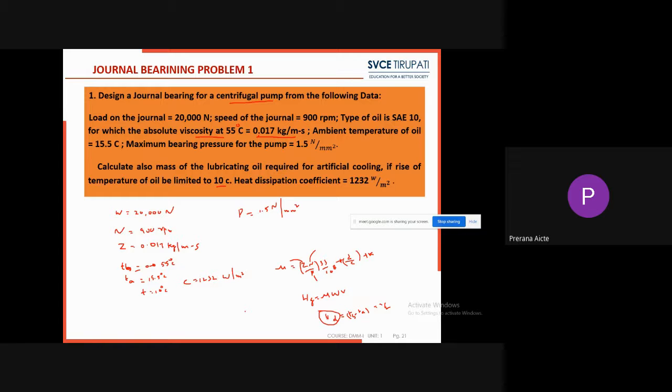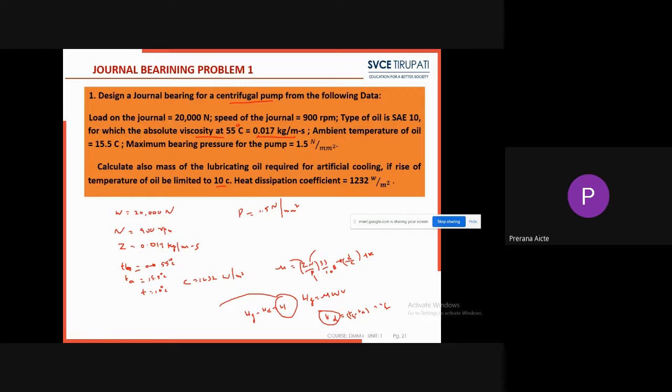So the difference between the Hg minus HD value will give the net amount of heat generation. That means the amount of heat developed inside the bearing surface by supplying lubrication oil, and the amount of heat being absorbed. The difference between the generation heat minus the dissipation heat gives the net amount of heat for our journal bearing. Based on this net heat, we can determine the mass of the lubrication oil to supply.